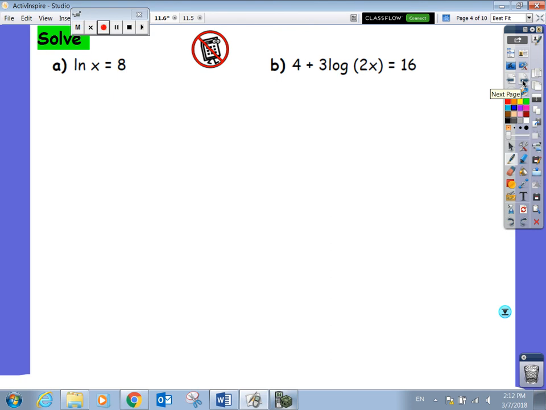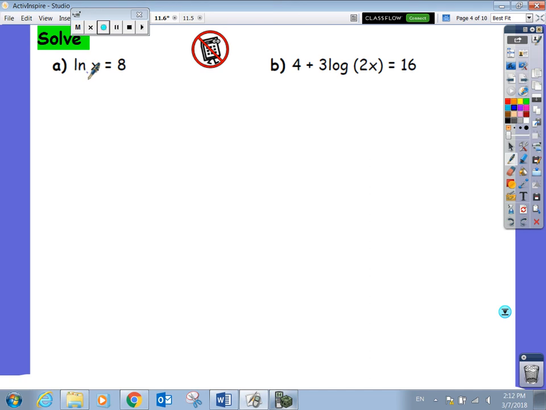All right, so the rest of these are going to be non-calculator problems. So natural log of x equals 8. Dividing by natural log is not something we can do. The natural log is not like a 2. Okay, it's like a sine or a cosine. You can't divide by it.